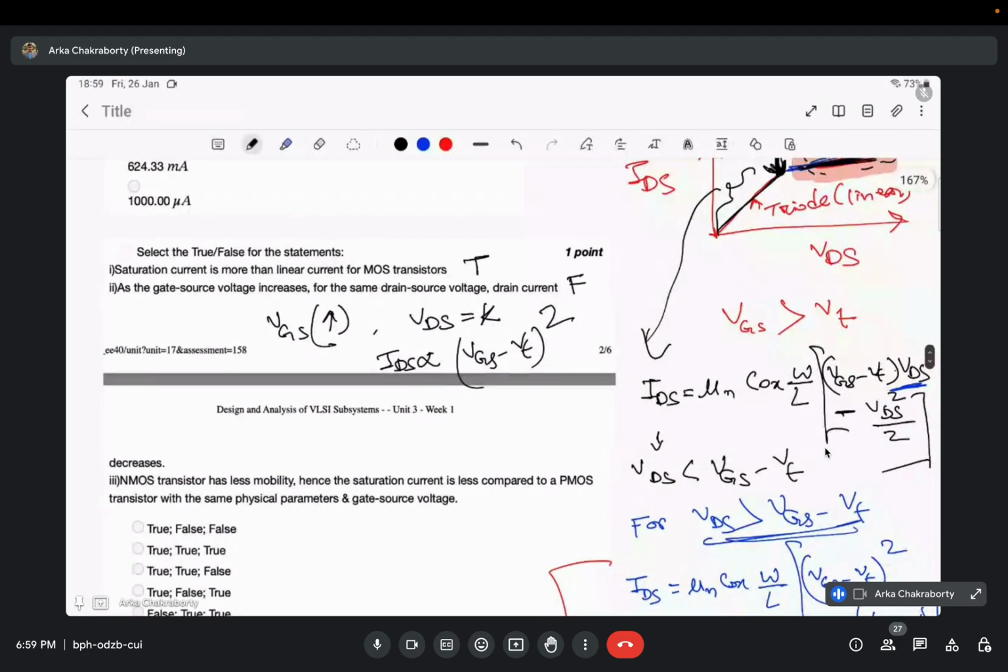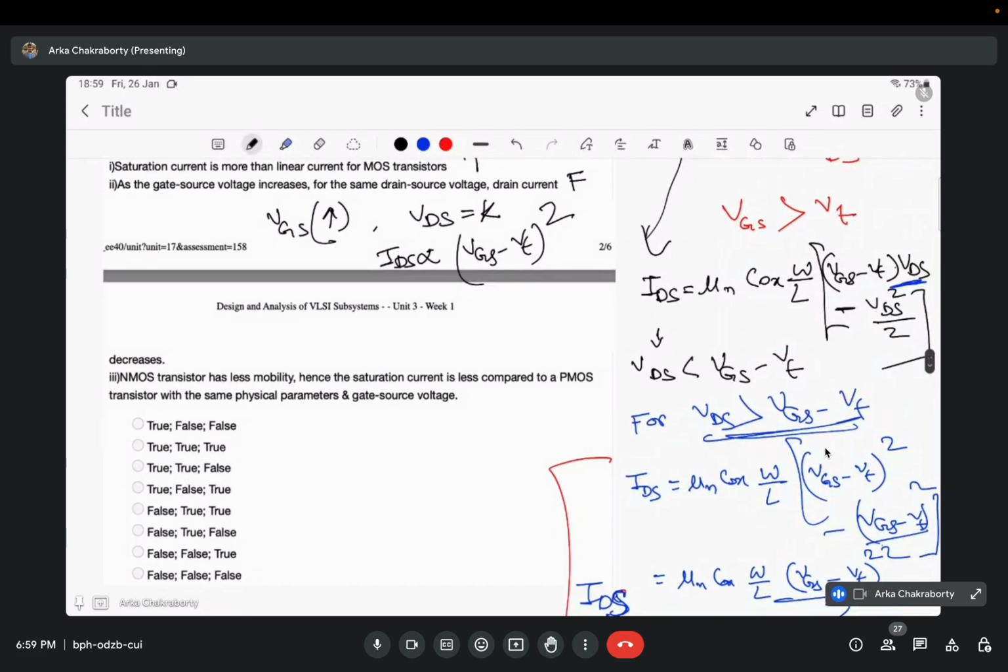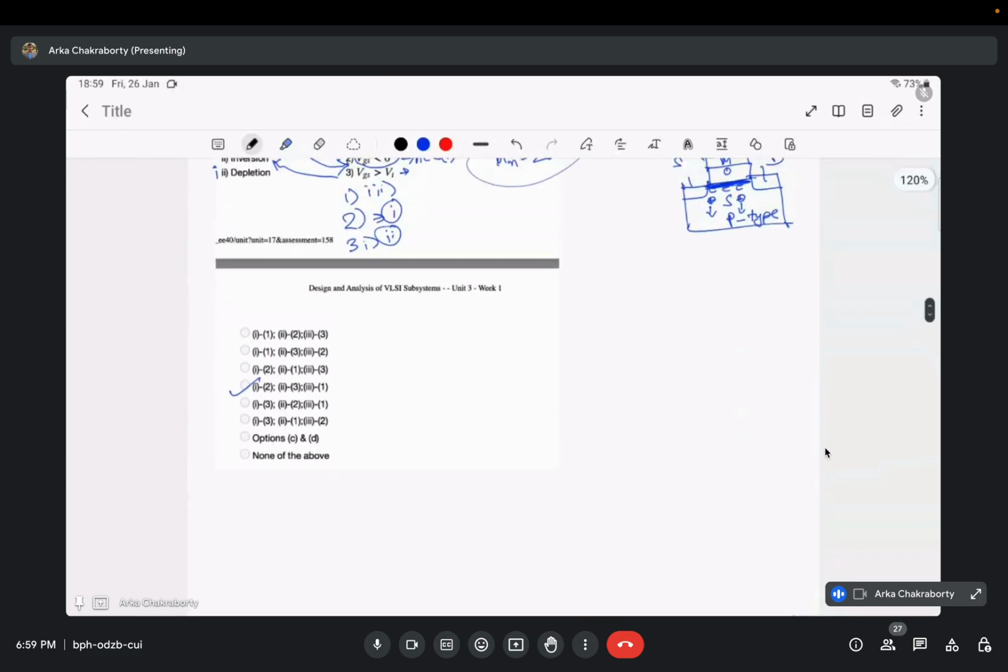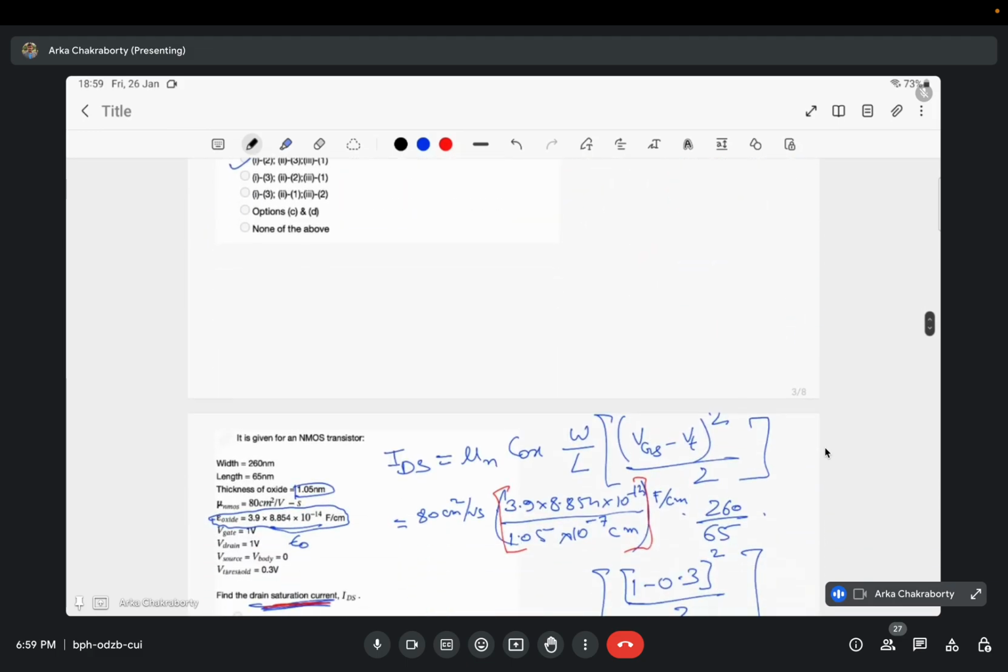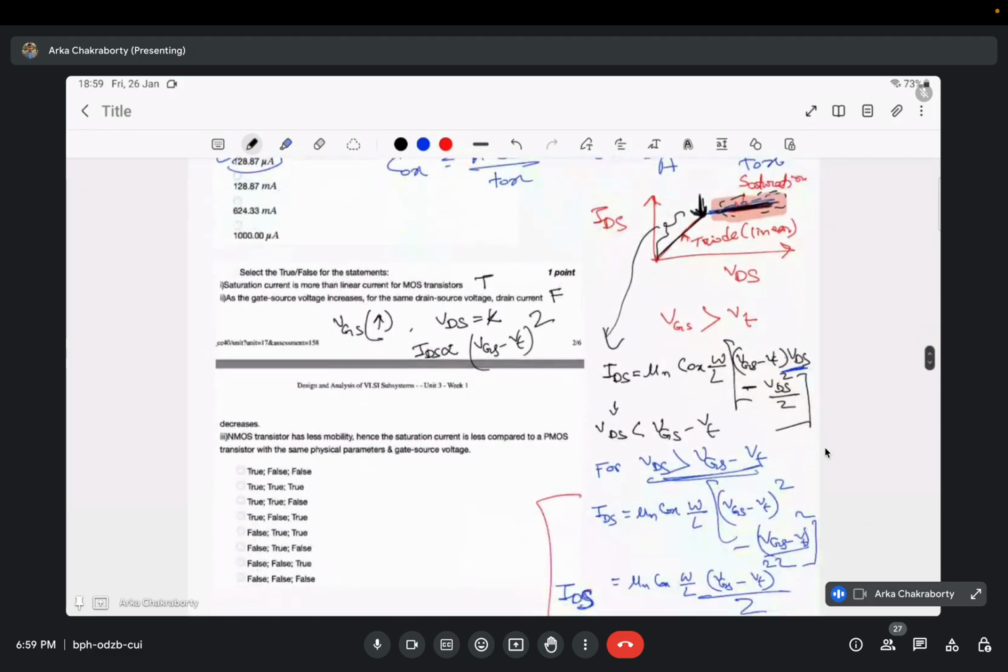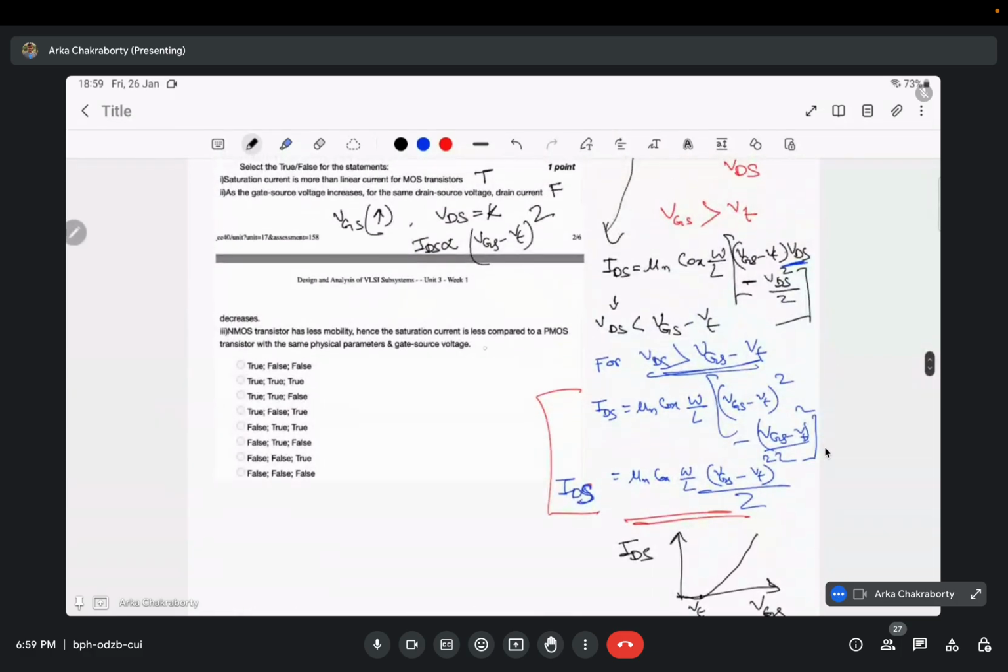The third statement is, NMOS transistor has less mobility, hence the saturation current is less compared to a PMOS transistor with the same physical parameters and gate source voltage. Now if you remember, I talked about it in the lattice here. Electrons have higher mobility because they are relatively free carriers, whereas holes require breaking of bonds, so more energy is required. So the mobility of holes is less than the mobility of electrons. So this statement is also false.